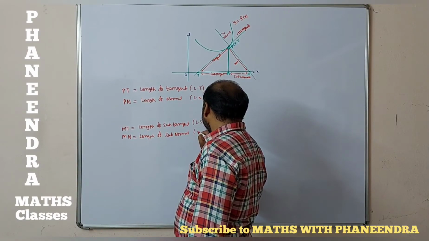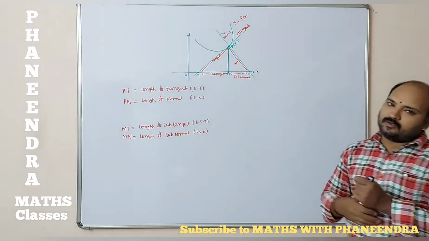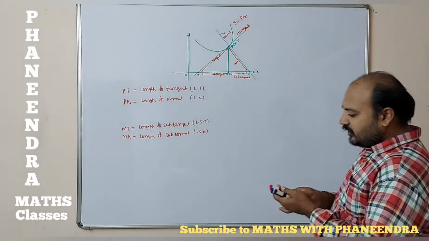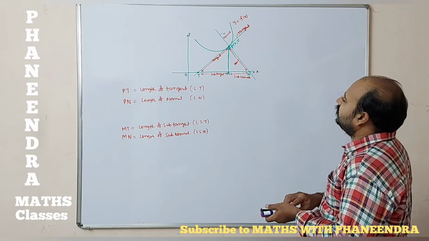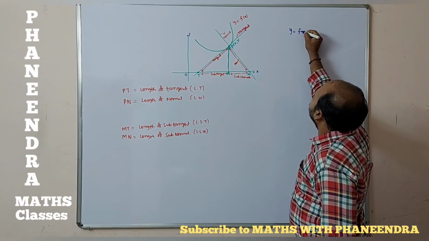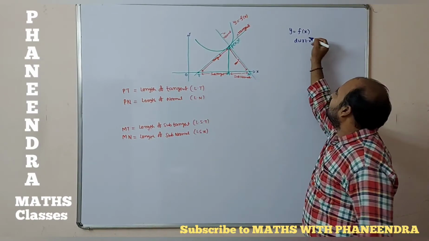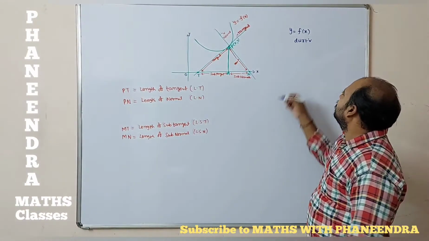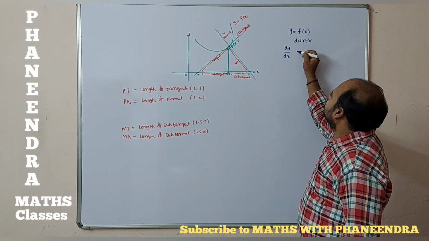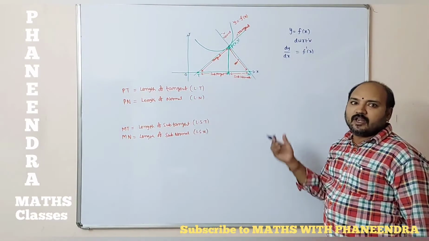Based on this, we will discuss the questions. So what are the values of these: length of tangent, length of subtangent, length of normal, length of subnormal. See here, before that one procedure is there. Let y is equal to f of x be a curve. Differentiate with respect to x, whatever the curve is given, that you can assume as y is equal to f of x. Differentiate with respect to x, dy by dx is equal to f dash of x. So f dash of x means the derivative of the function.